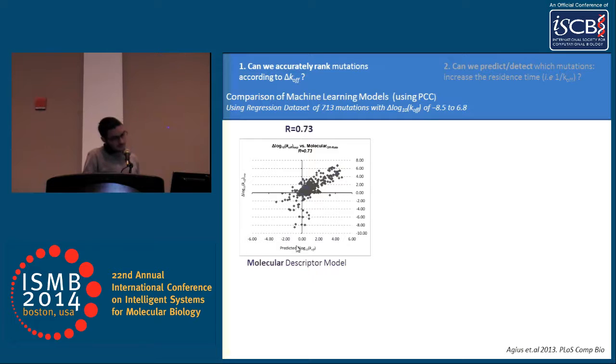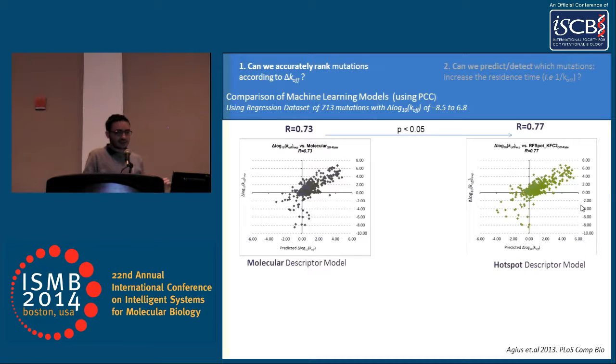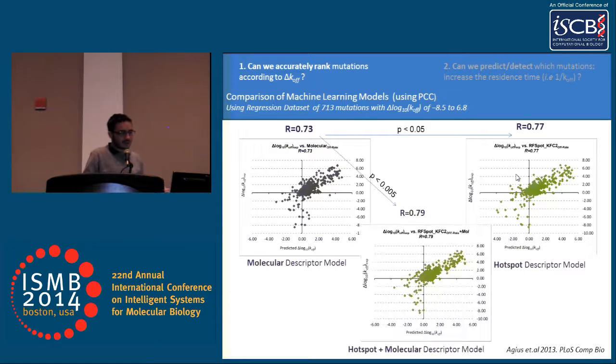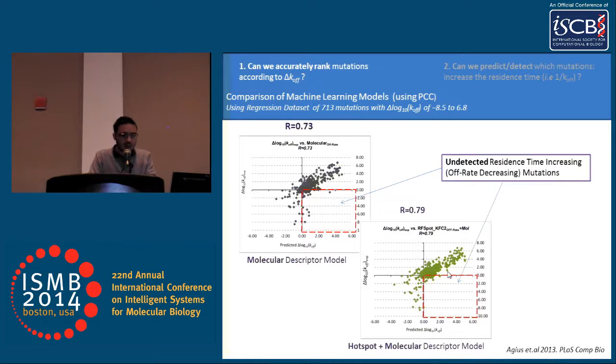What I'm showing you here is the scatter plot of an off-rate prediction model trained solely on molecular descriptors. This is a model trained on hotspot descriptors only, and this is a model trained on both hotspot and molecular descriptors. What's nice is we can characterize the destabilizing portion very nicely. We still tend to underestimate somewhat the stabilizing portion, but at least we have much fewer false negatives and false positives. And as you can see, the false negatives decrease when moving from a molecular descriptor model to adding hotspots.